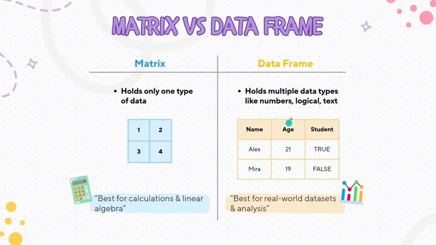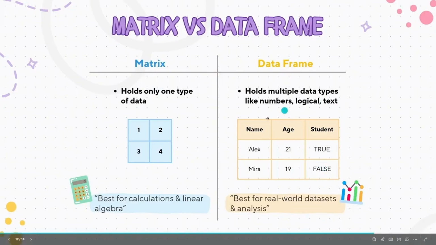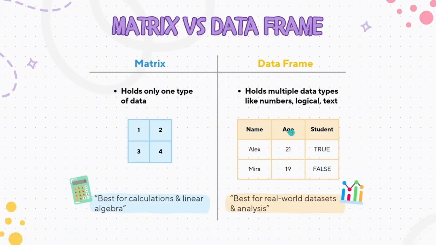In contrast, data frames are more flexible. As you can see, here is a name data type, that is a character string, here is a numeric data type, that is age, and here is a logical data type, that is true and false, which is stored in student. So this allows each column to have a different type of data. This is why real-world data sets, which often include information like names, which are characters, age, which are numbers, and student flags, which are logical values, are usually stored in a data frame rather than matrices. So we'll be covering more about data frames in our next episode.